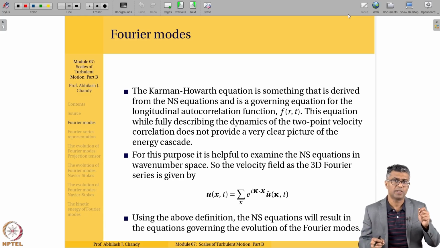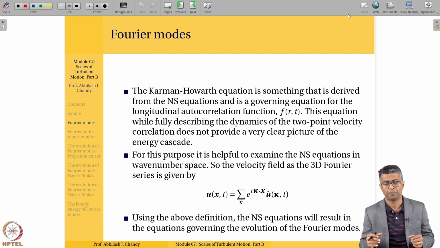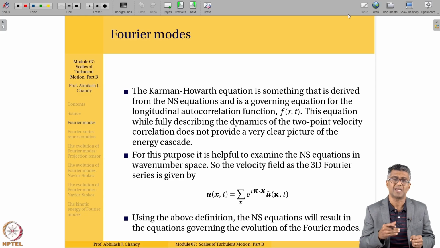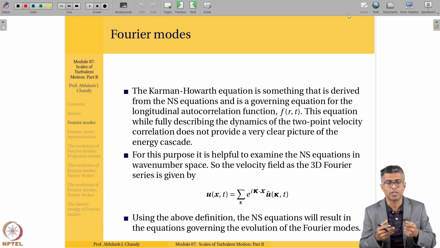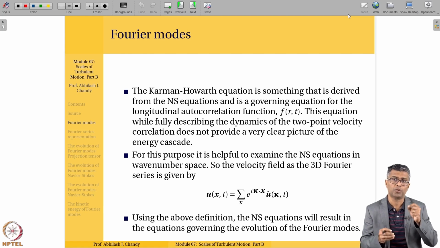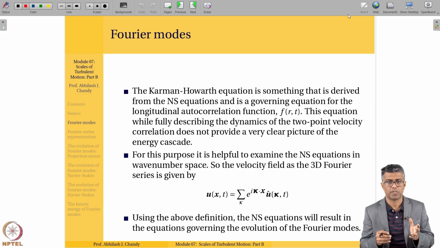Essentially what we are trying to say is the 2-point autocorrelation function does not give enough information about the energy cascade. So in order to examine the energy cascade, it is easier to look at the Navier-Stokes equations in wave number space or frequency space. So a spectral analysis is required. A spectral analysis would be to look at how much energy, for example, is there at each frequency. And in turbulence, typically what we do is look at wave numbers instead of frequencies.